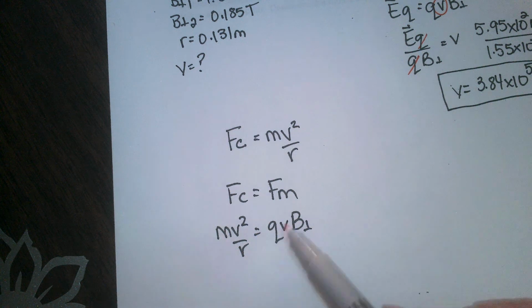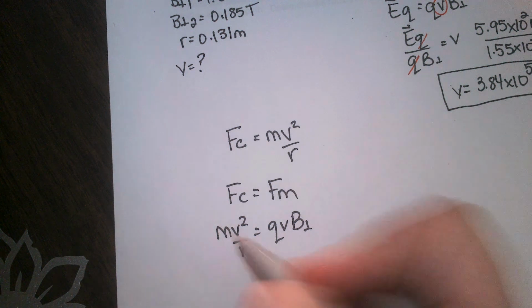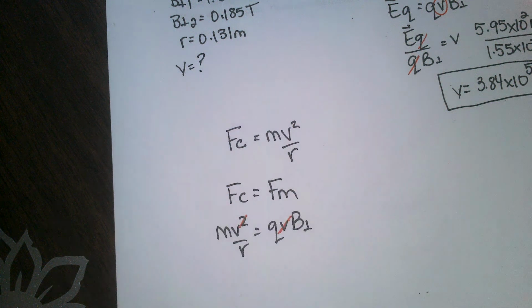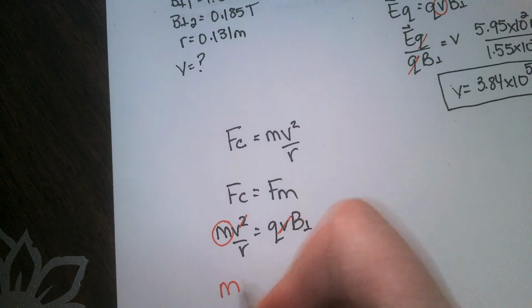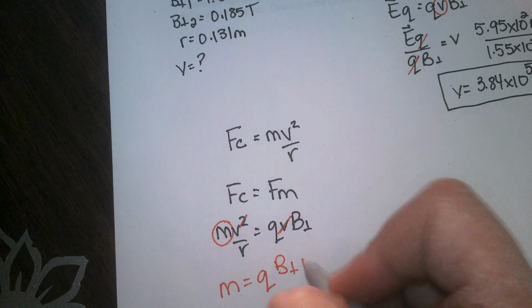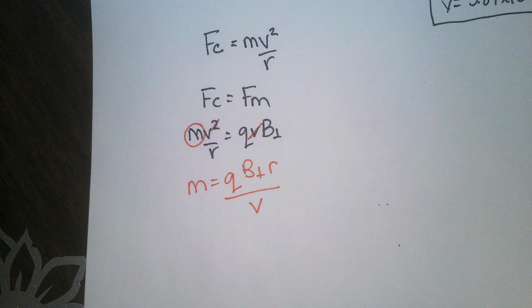These velocities are the same. Question, Kyle? Yeah. These velocities are the same ions, so this one's going to cross off and that one will remove one. I'm looking for mass. Q, B perpendicular R divided by V. That's how we're going to solve for velocity or mass.